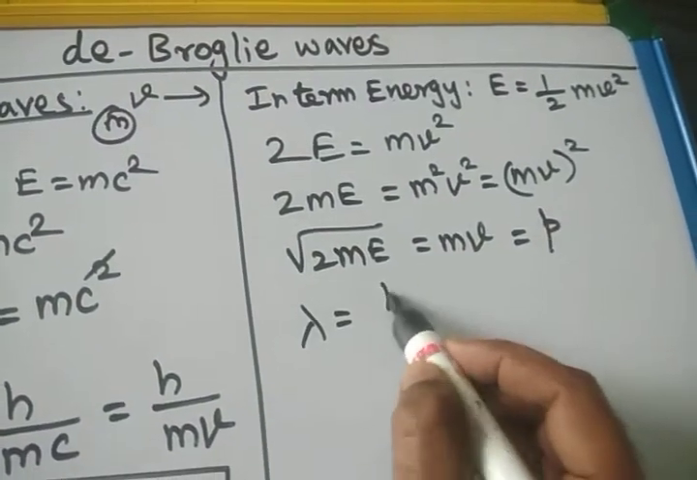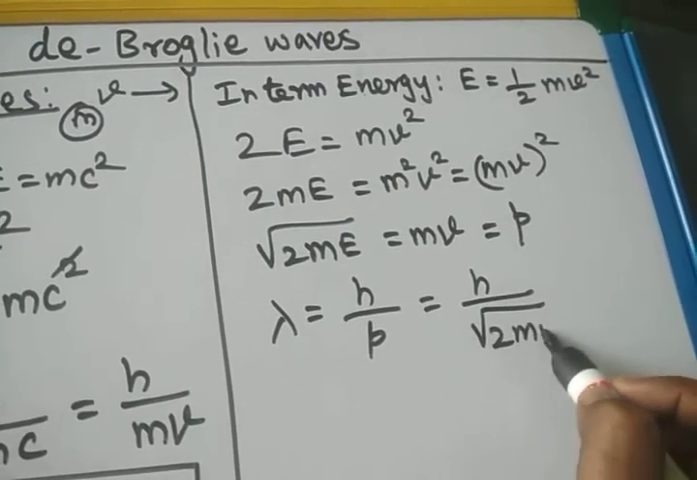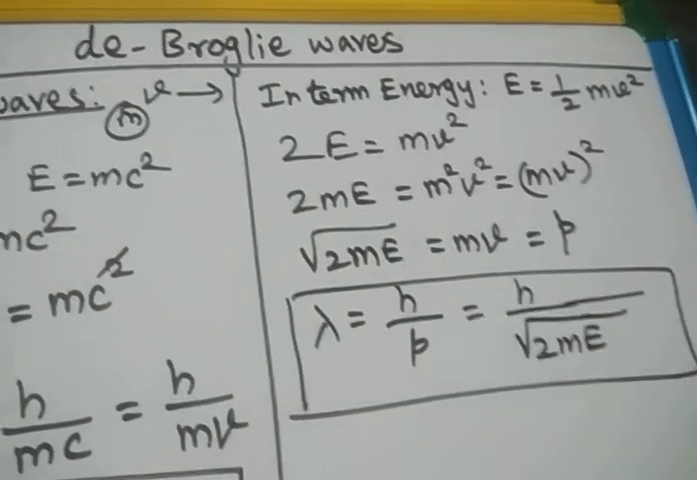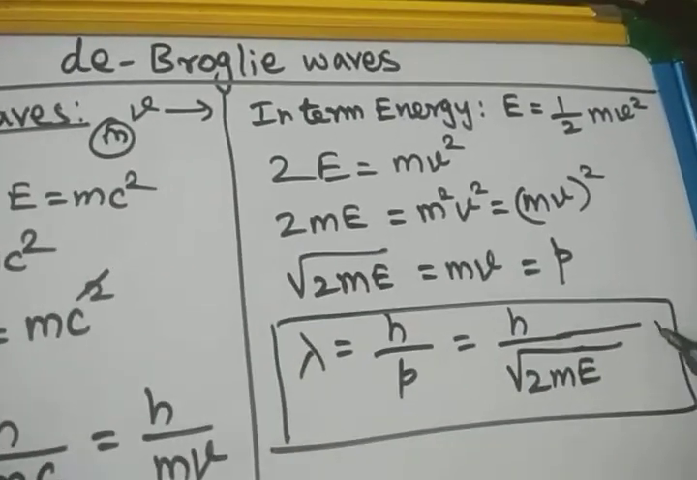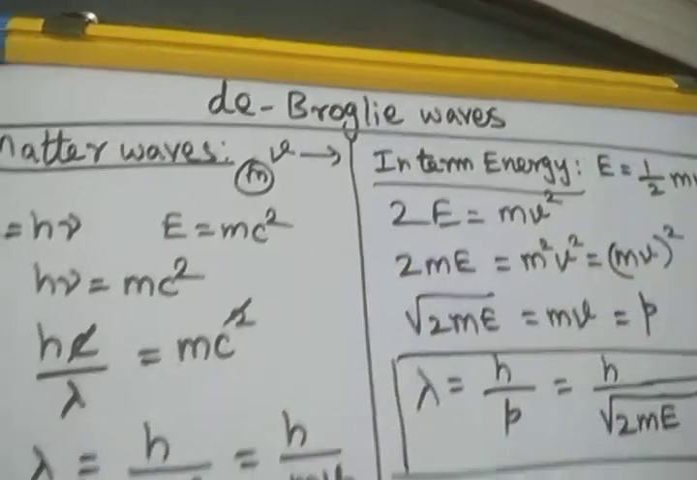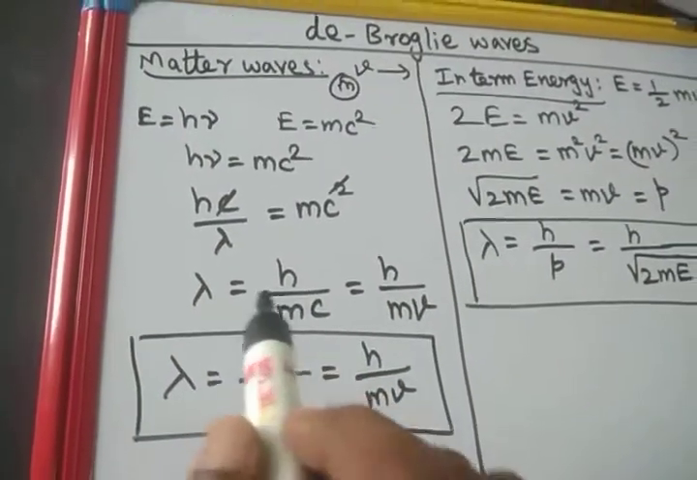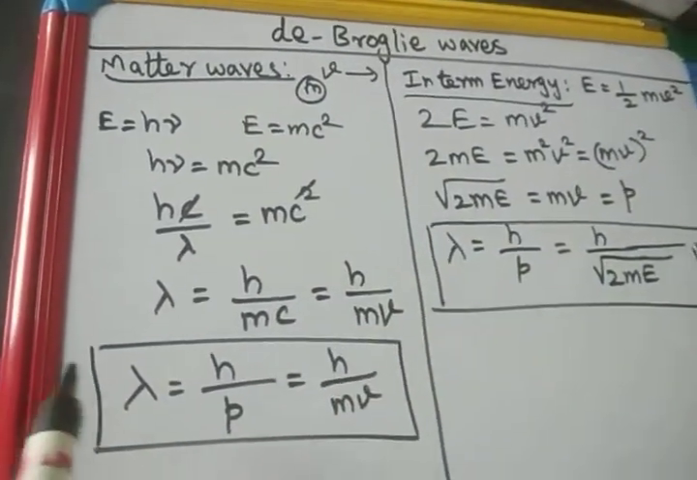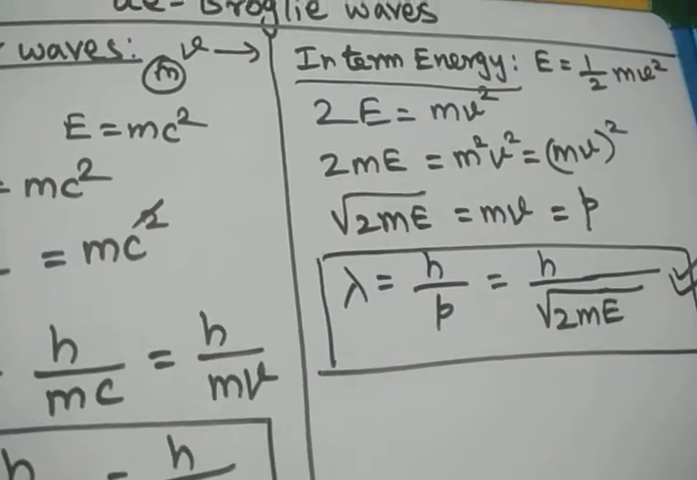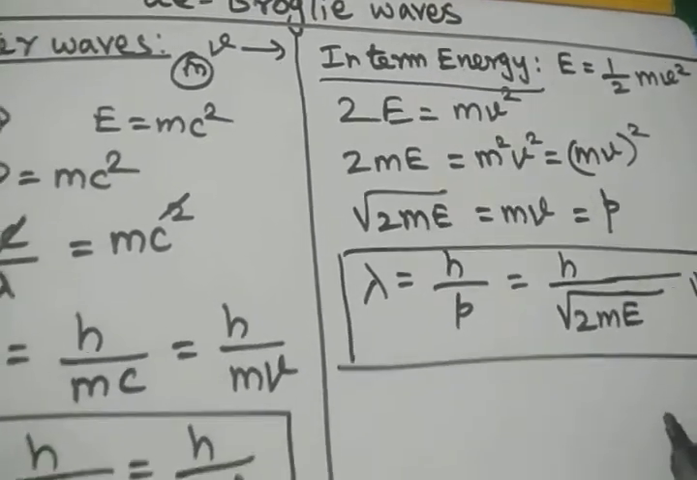So lambda is equal to h by p. Instead of p, you can write h by root of 2mE, where m is the mass of the particle, E is the energy of the particle, and h is Planck's constant. So he expressed these De-Broglie waves in terms of energy also. Very simple, students: this is the equation for De-Broglie or matter waves, the waves associated with the moving particle. The same De-Broglie wave in terms of energy is given by lambda is equal to h by root of 2mE.